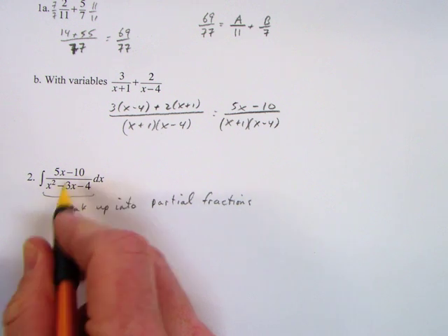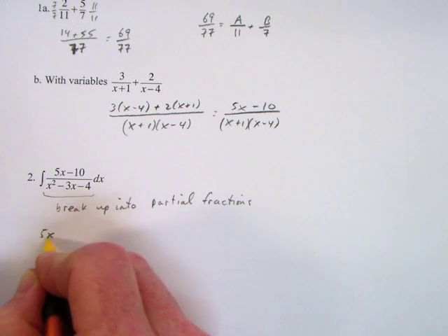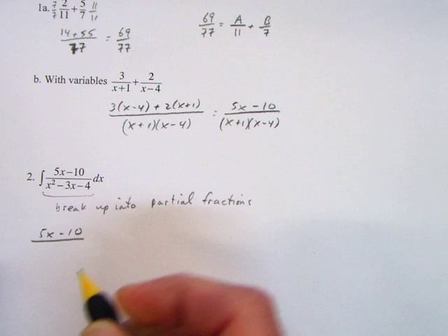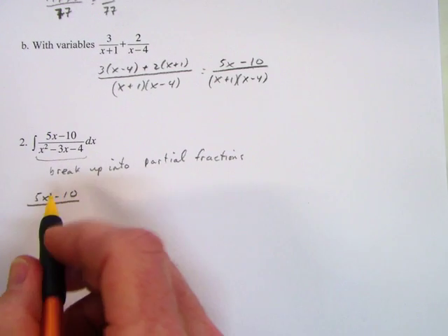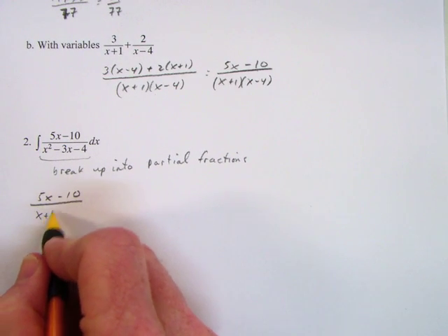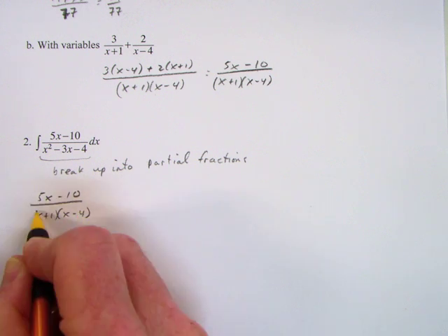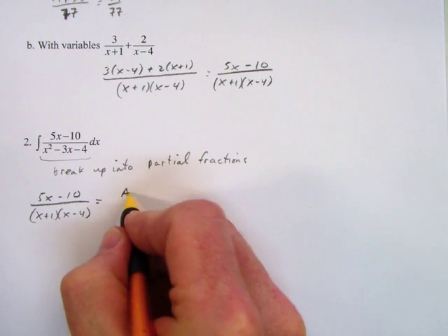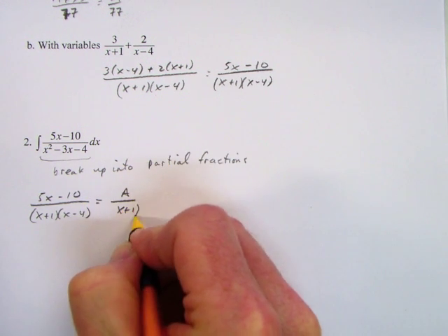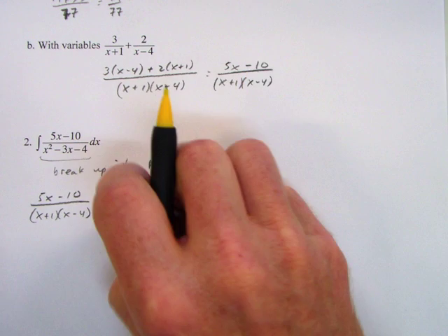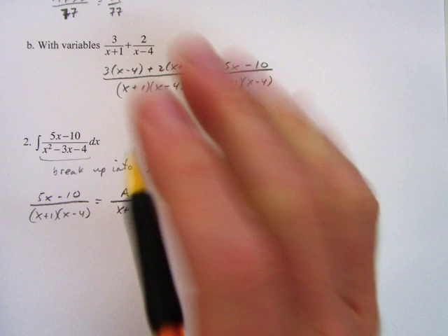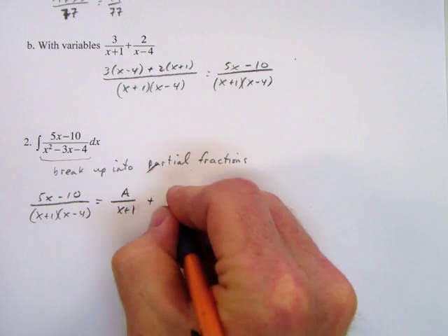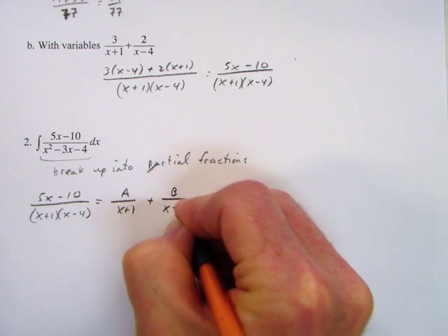So what we're going to do is take this fraction, 5x minus 10, and we'll just factor the bottom immediately. And that factors to (x plus 1) times (x minus 4). And we'll set it equal to A over x plus 1, plus some constant B over x minus 4.